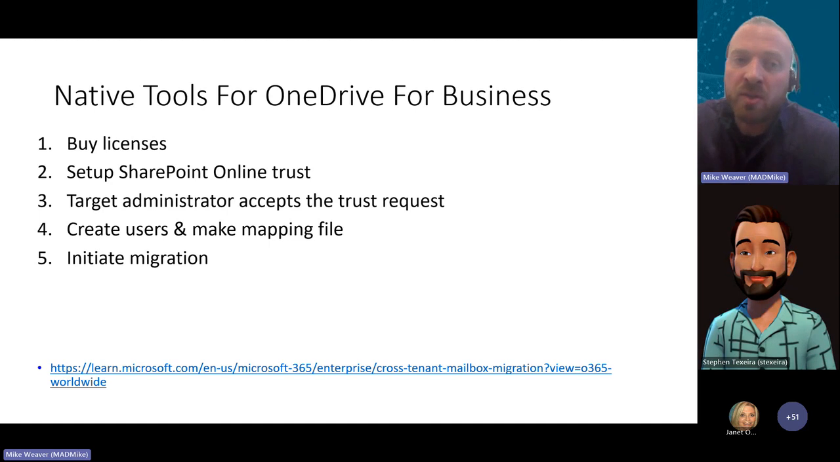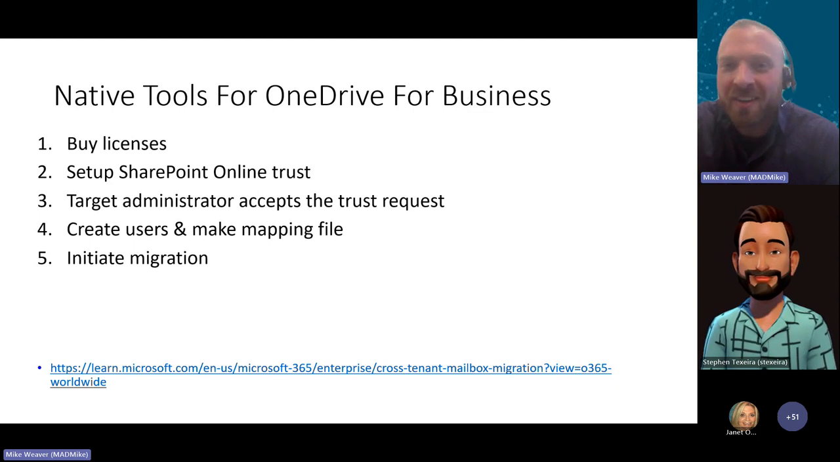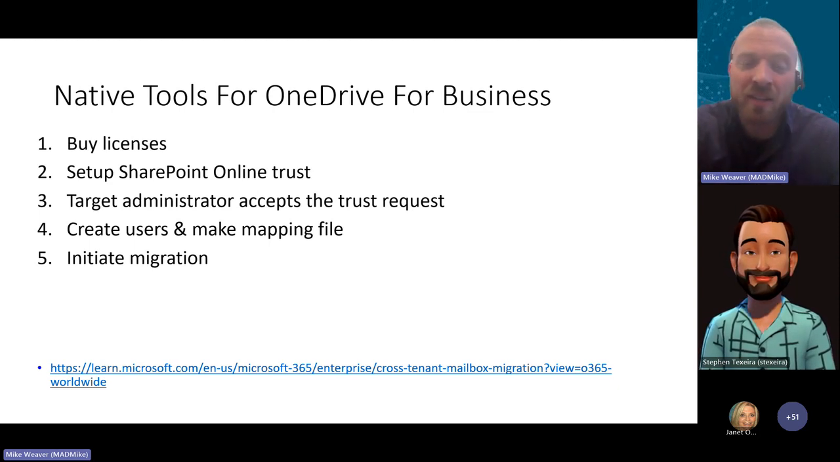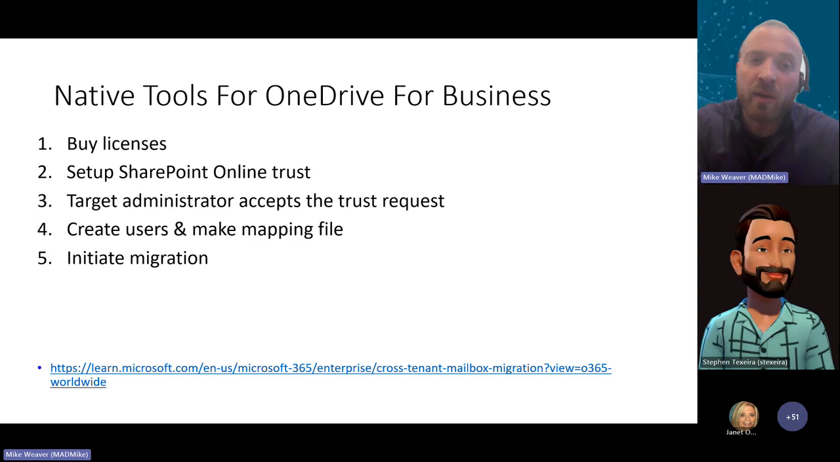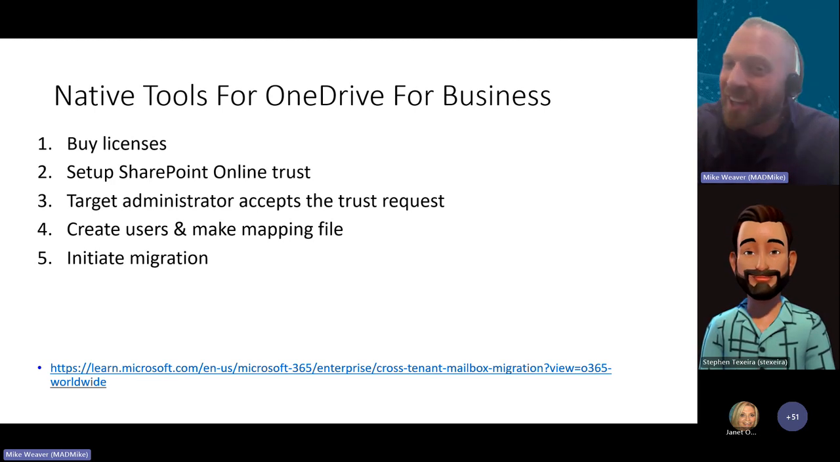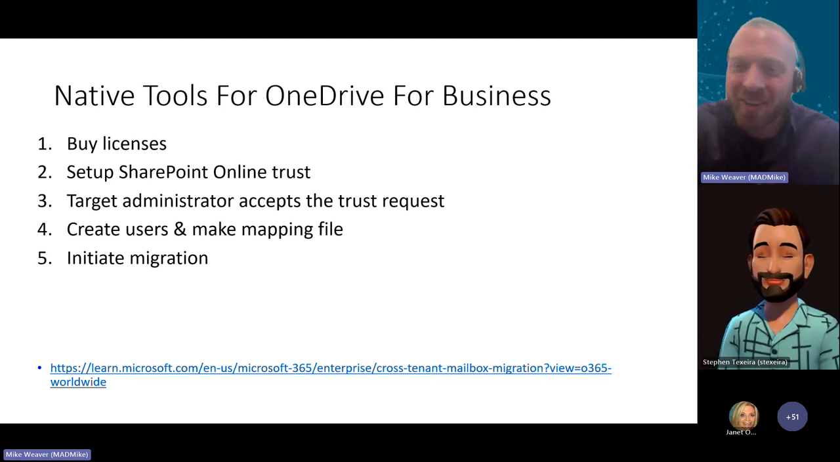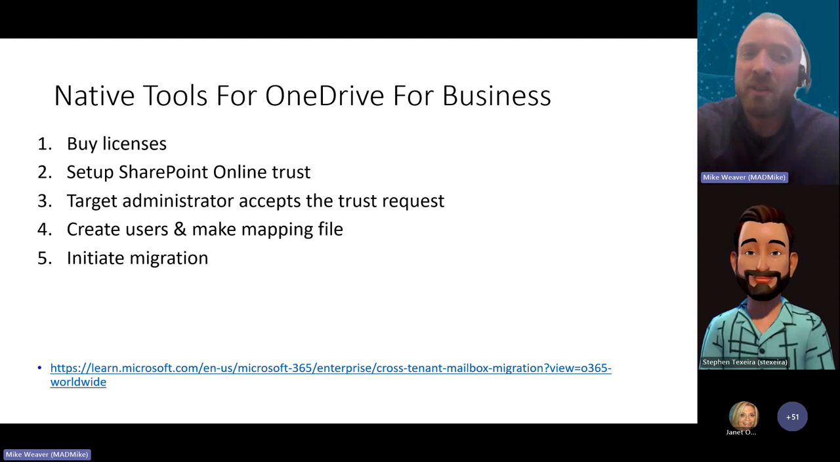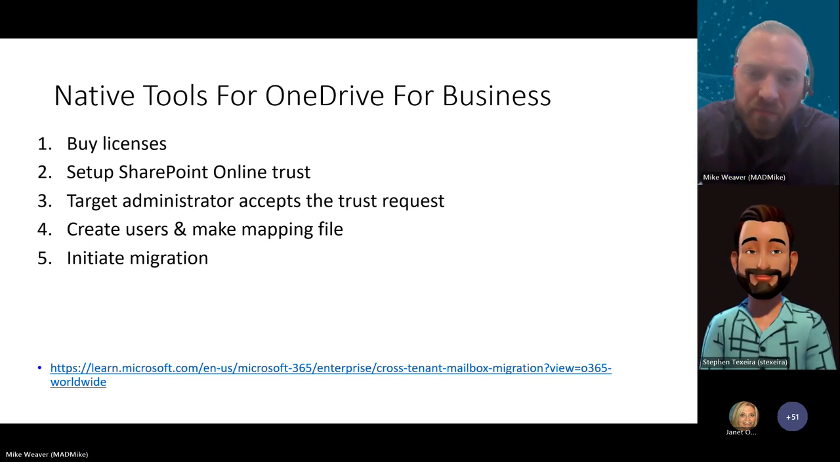Similar steps, you're going to see as you go along: you're going to buy licenses, and then you have to set up the SharePoint Online Trust, which is a new trust that is in the documentation, and the target administrator has to accept that trust request. You're going to create the mapping file that we talked about, ensuring that it's very accurate so you don't accidentally do the wrong thing, and then you'll initiate the migration.